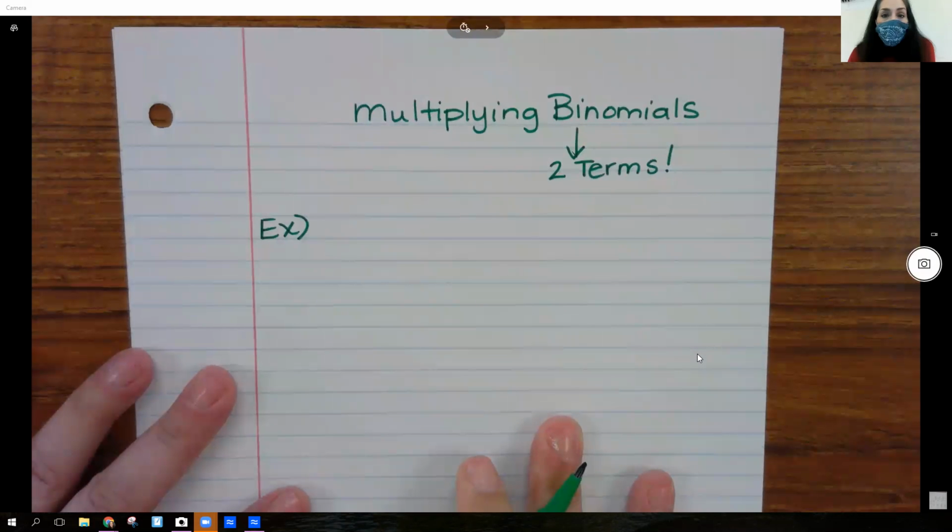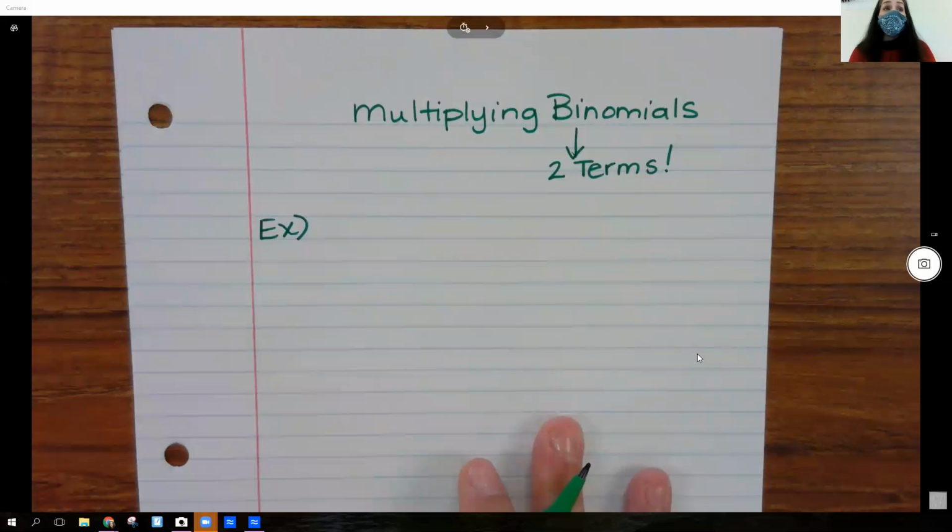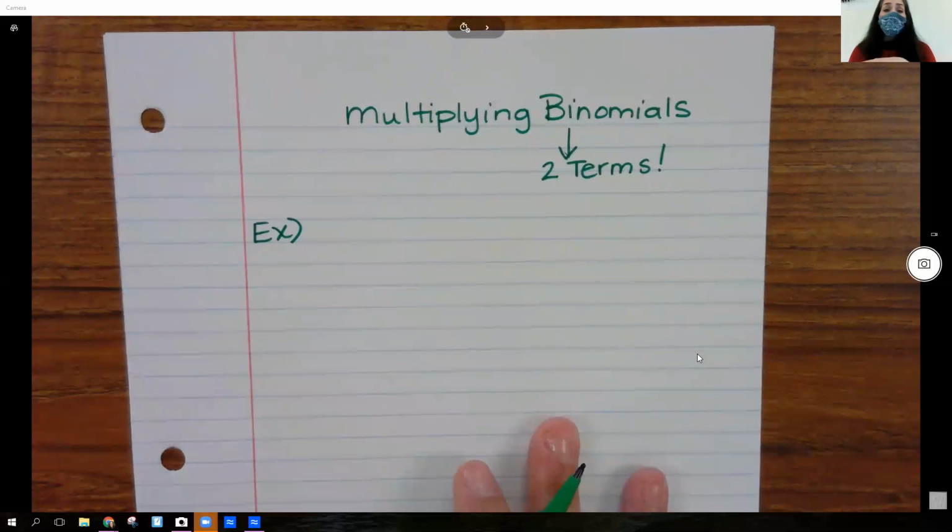The big thing here is that you have to make sure that all of the terms get a chance to be distributed. Whatever method you decide that you like the best is the one that you can use. I will not make you use a certain method over another. Some of you are going to really like FOIL, others are going to really like the box method. So whichever one you choose is the one that you're going to go with, okay?